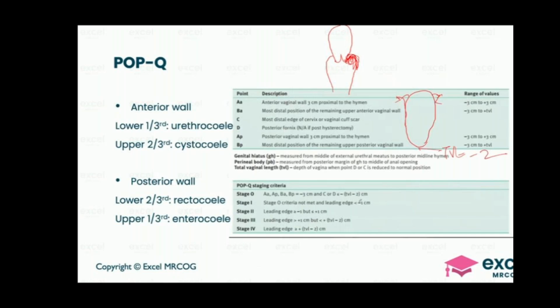Because that posterior fornix, which gives it an additional depth, is gone since the entire cervix comes out. That depth is only inside when the uterus is in the abdomen. When it comes out, the depth gets obliterated. So the maximum depth is TVL -2. That is called procidentia or stage 4 prolapse. All right, clear?